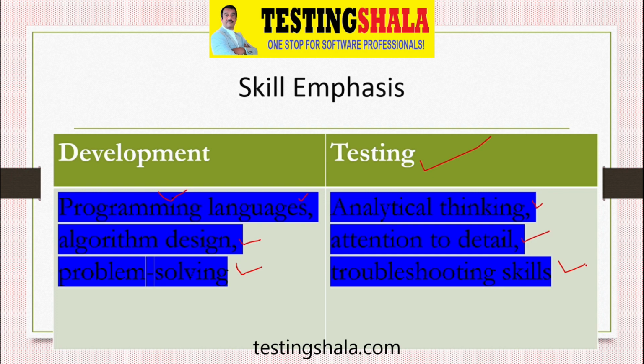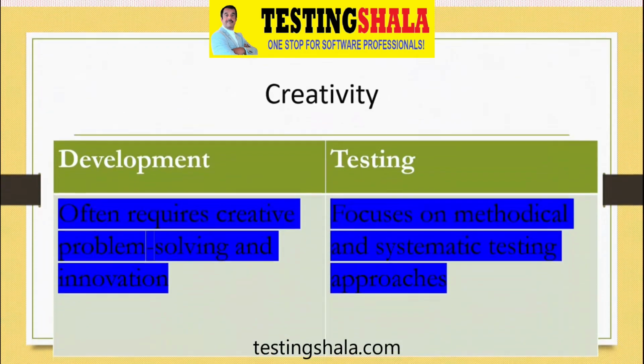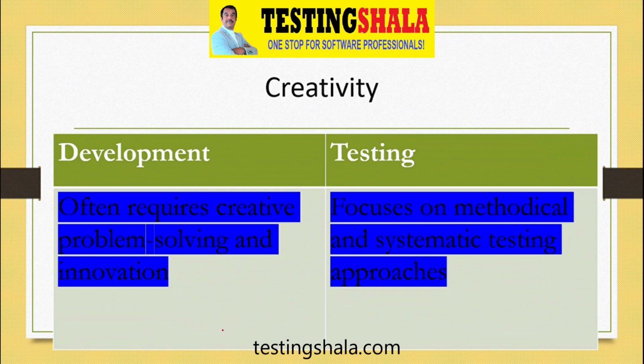And the third one is creativity. Creativity plays a very important role in the software industry. Development roles require creative problem solving, and innovation is also very much needed to take up development roles. But in terms of testing, creativity is more about focusing on the methodical, systematic testing approaches that we are going to adopt.